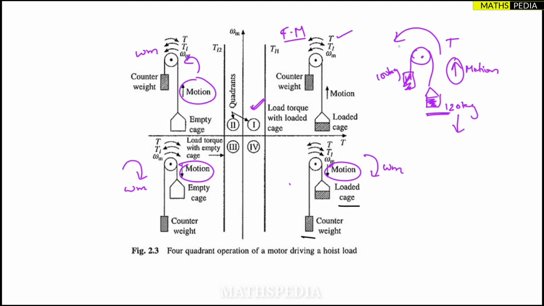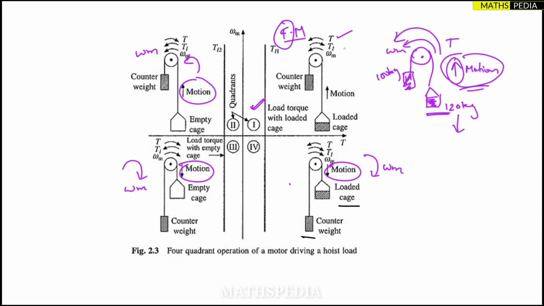As I said before, speed will be in this direction only, because the motion, if you see, it is in upward direction. Upward direction basically means you have to go like this, anti-clockwise. That's why omega m is like that side. Okay, motion, or you can consider the forward direction.